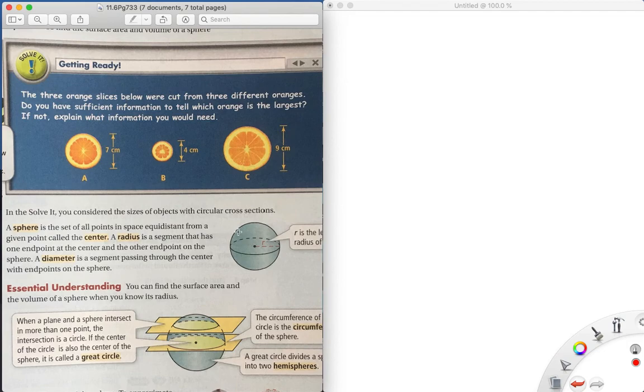The segment passing through the center with endpoints on the sphere is called a diameter, just like a circle. So we go to one point of the sphere, go through the center, and go to the other end point of the sphere. It has to go through the center. We would call that the diameter of the sphere.